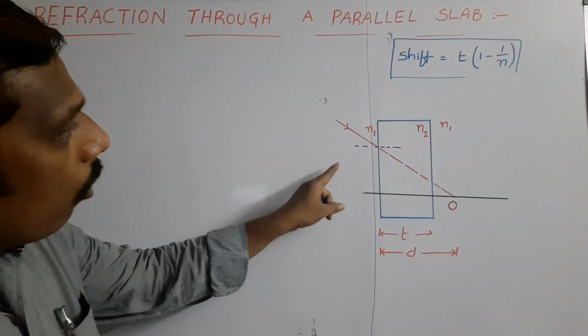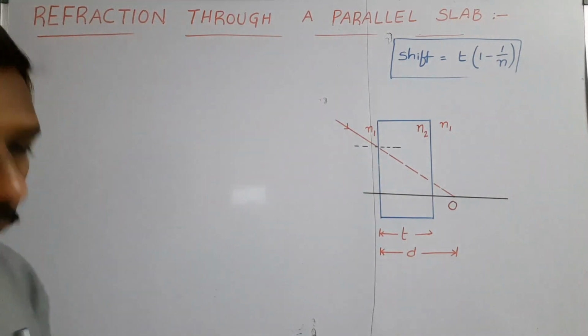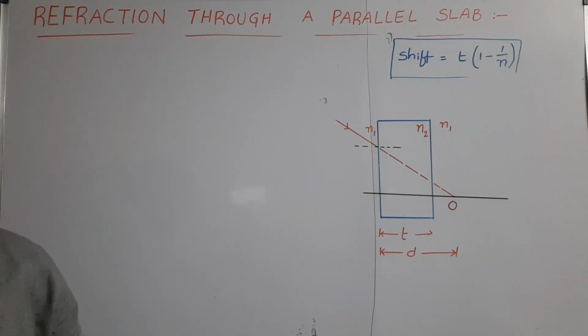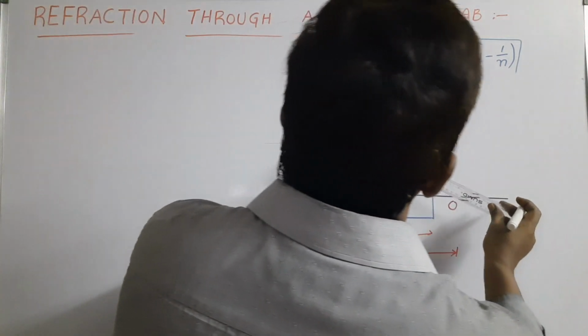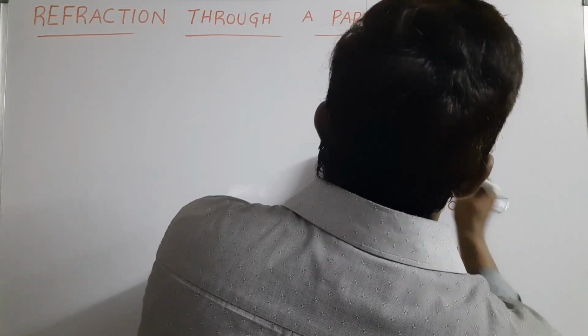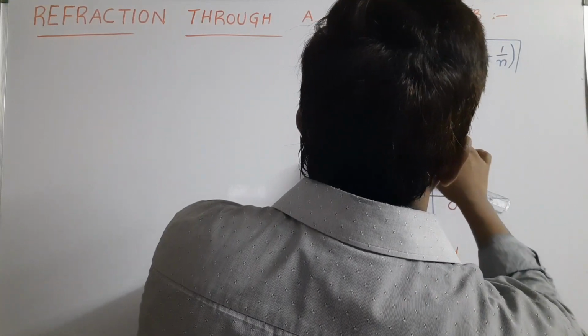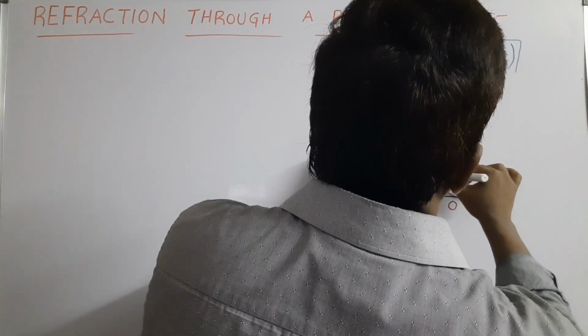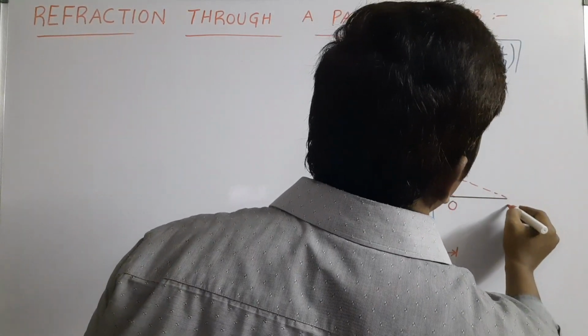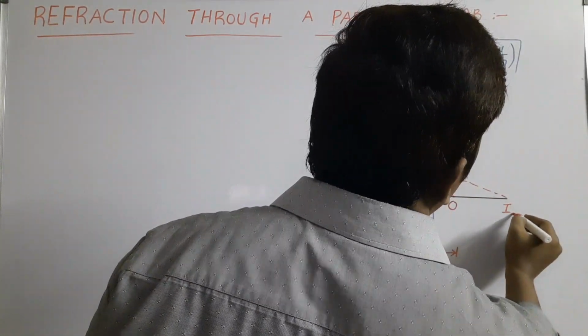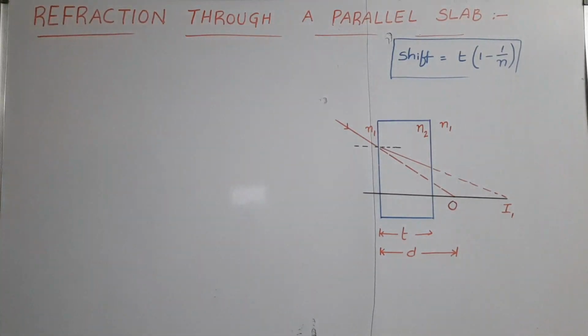So actually, the light ray travels from rarer medium to denser medium. Rarer to denser, it bends toward the normal. So it bends like this, and it forms an image at this position. This one is taken as I1.